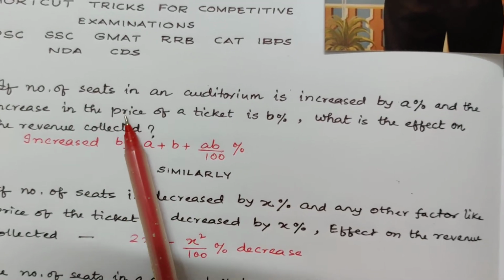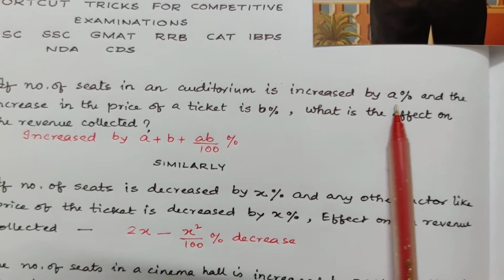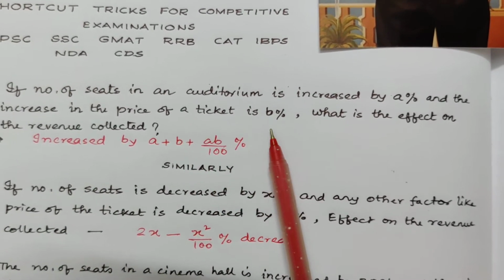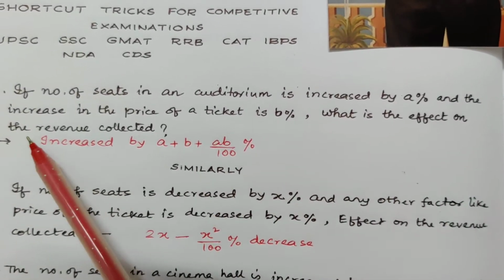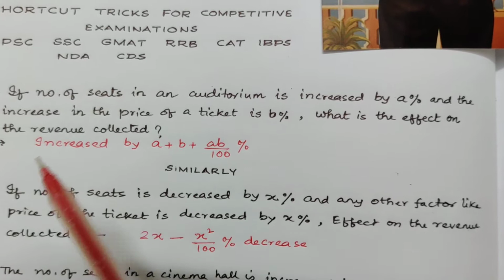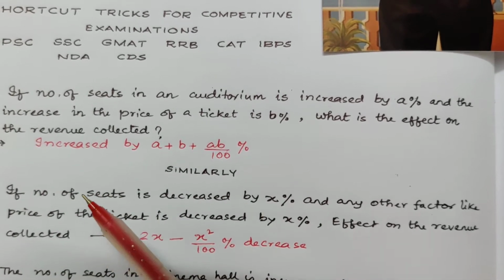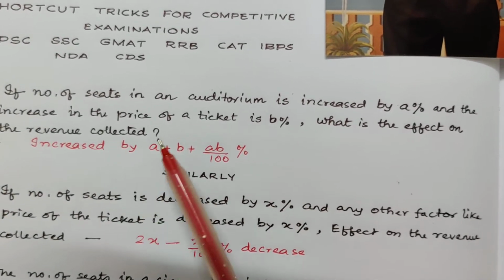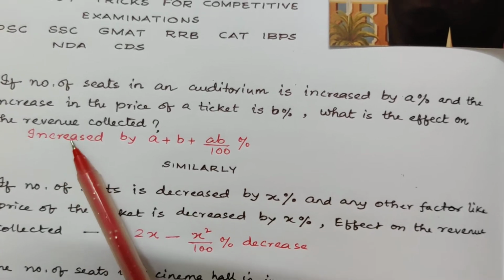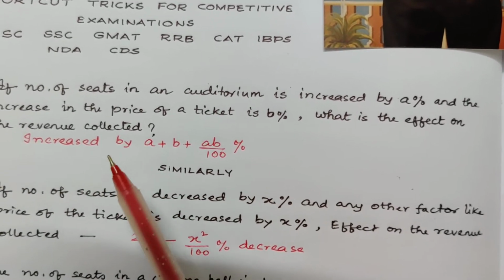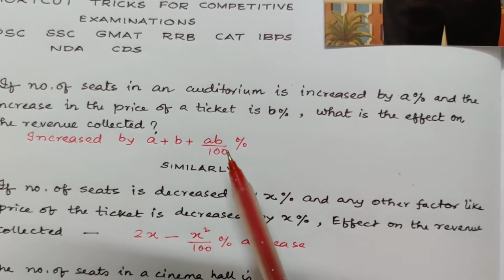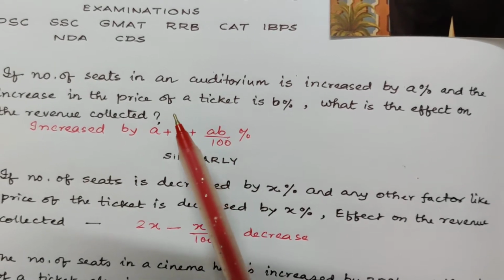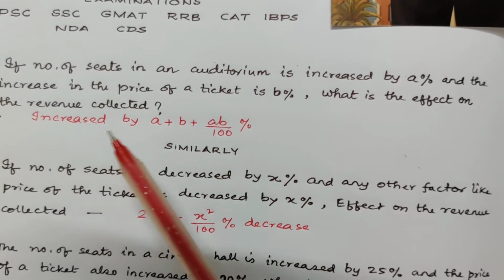If the number of seats in an auditorium is increased by A% and the increase in the price of one ticket is B%, what is the effect on the revenue collected? Means how much will the revenue be increased or decreased? That we are going to say in just one sentence or in one step mathematics. This is very simple. If you implement this method in your problems, it will be very easy for you to find the answers, and you can solve 50 problems within 50 minutes in no time.